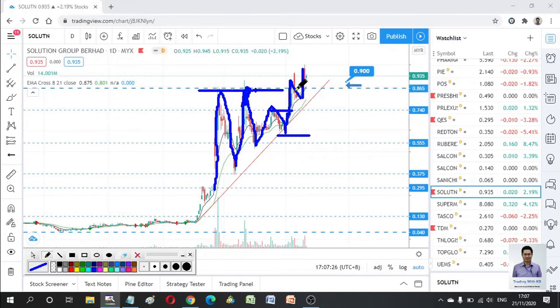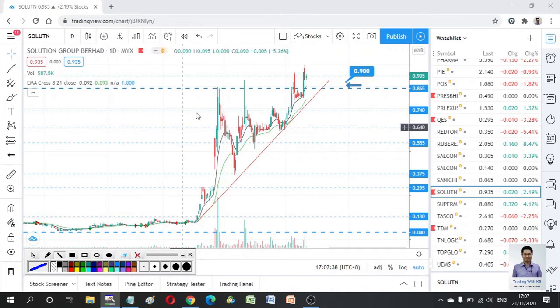It tested the all-time high, and it came down. It rejected, but now it broke the all-time high. This is a very bullish sentiment.